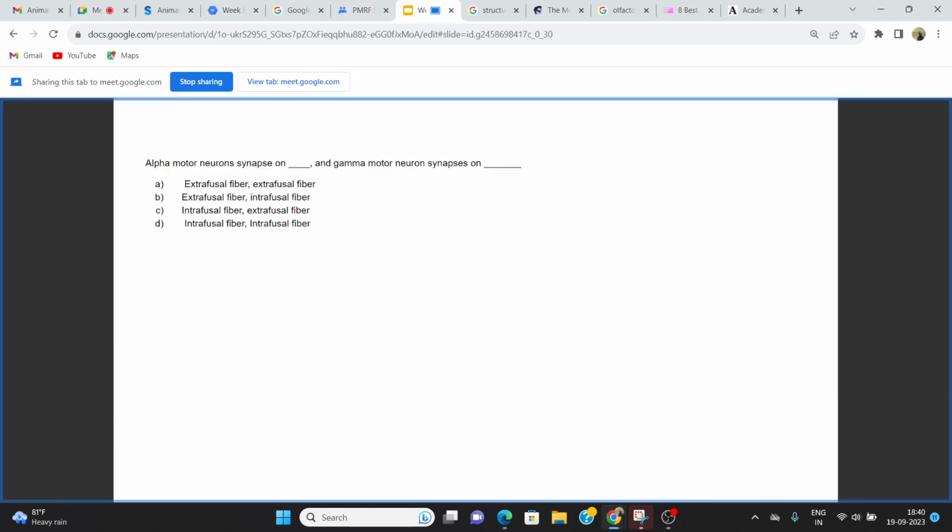Alpha motor neuron synapses on dash and gamma motor neuron synapses on dash. Option A, extrafusal fiber, extrafusal fiber. Option B, both extrafusal and intrafusal. Then option C, intrafusal and extrafusal. Option D, intrafusal and intrafusal. So, what is the correct answer?